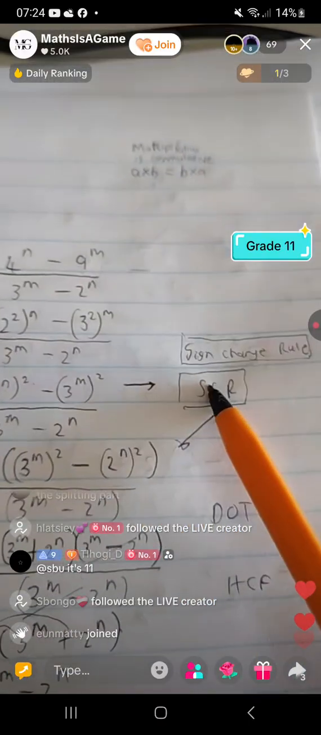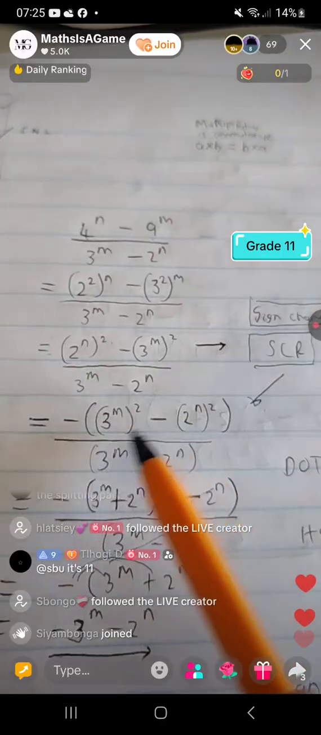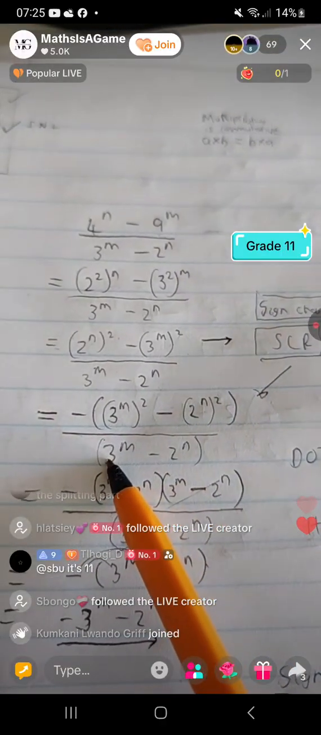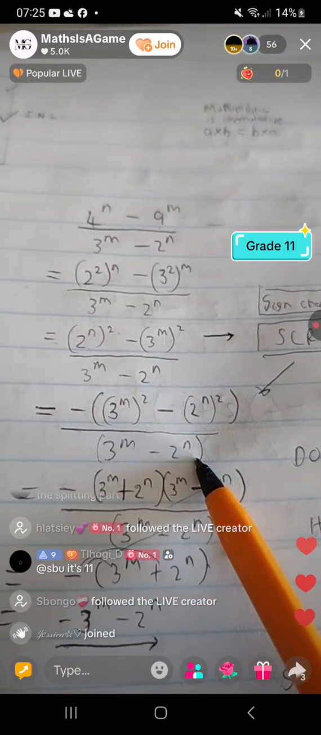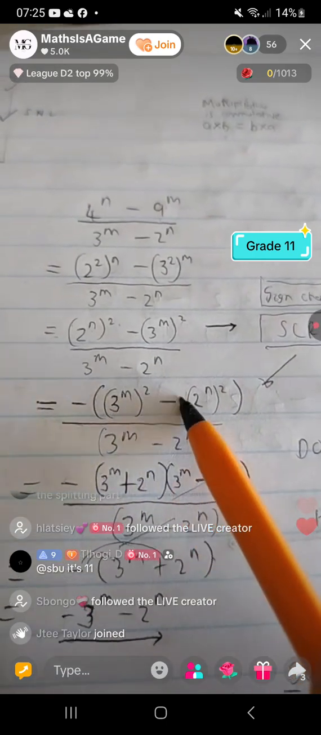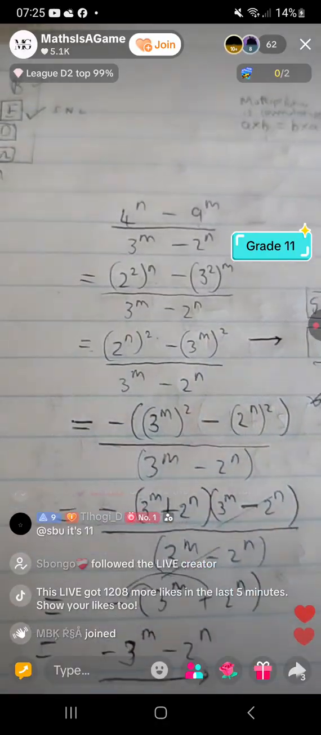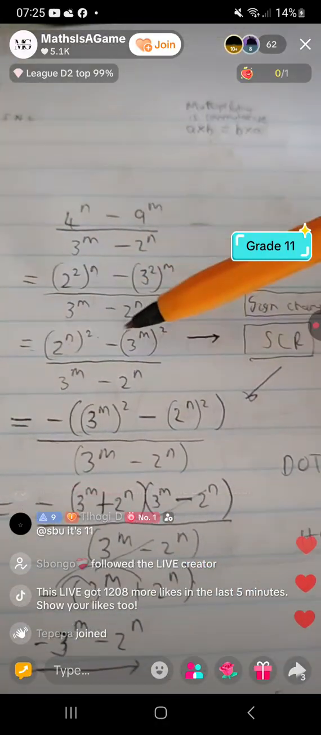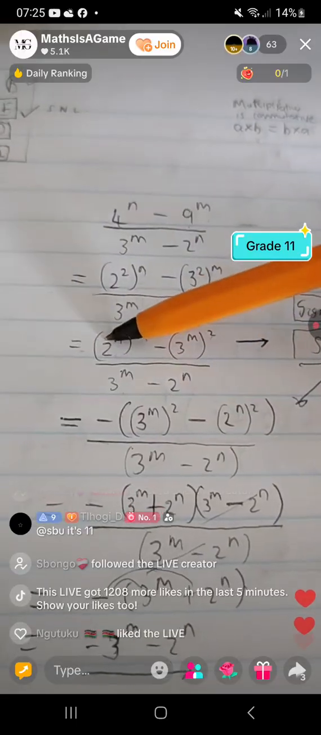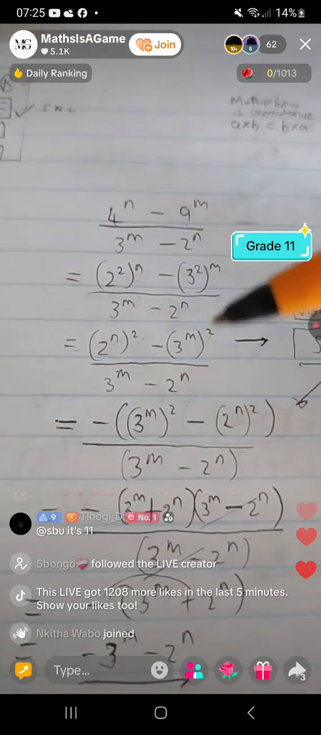So this is what we call the sign change rule, and the purpose is so that the order that these terms are in should be the same order that the bottom terms are in. That we can always do whenever there is a negative sign between two terms. We can apply the sign change rule if the purpose is to make the order of what is at the top the same order as what is at the bottom.